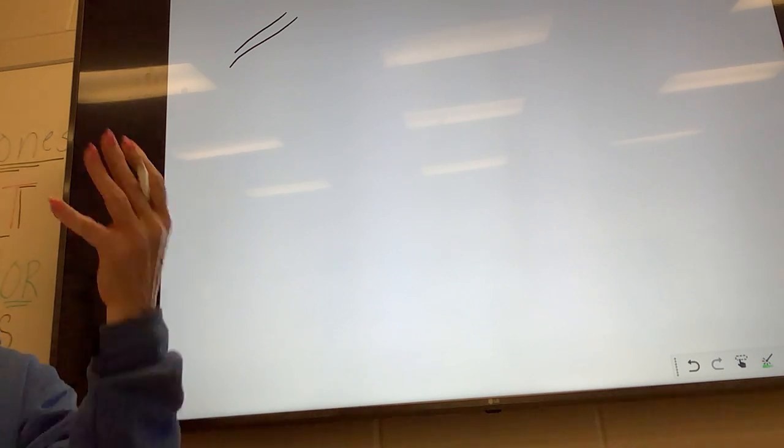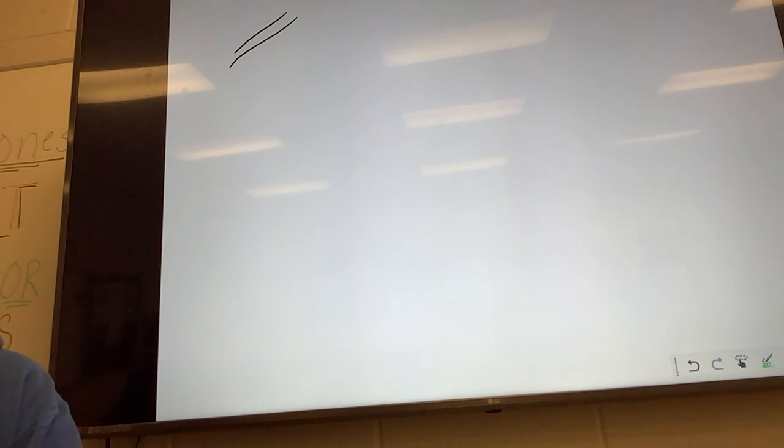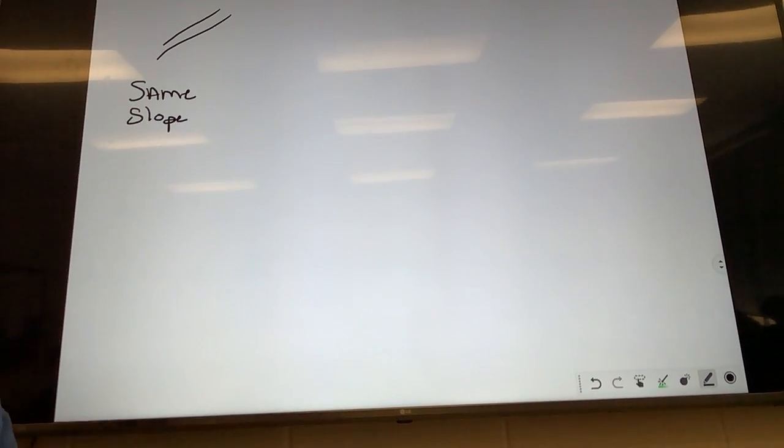Now we have some shorthand in mathematics. So for parallel, we're going to do this. Anytime you're talking about parallel, or if I do an assignment and I want you to do parallel something, you're going to see that. Parallel lines have the same slope. Very important information. You'll see here in just a minute why. Parallel lines have the same slope.